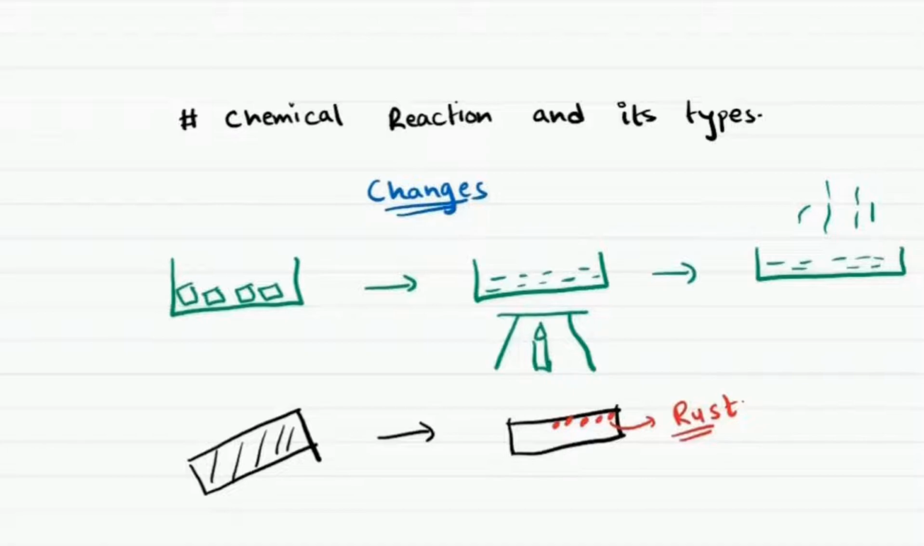This first example is an example of physical change, whereas the second example is an example of chemical change. In physical change, there's just a change in the state of these things, whereas in chemical change, the rust is being formed, so something is changing chemically. Now we are going to look at what the differences are between these physical and chemical changes.